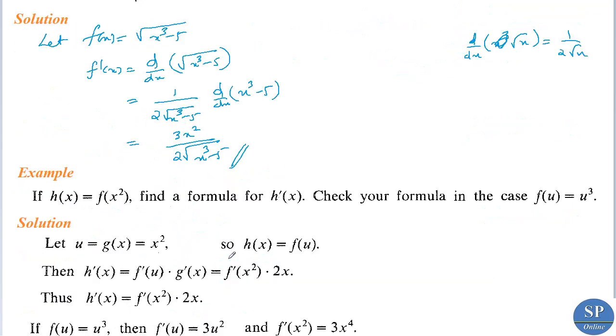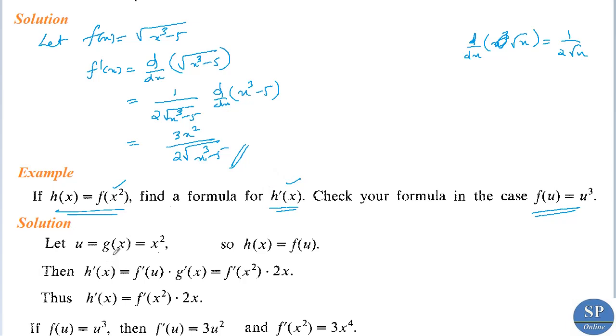Next one: if h of x equals f of x square, find a formula for h dash of x. Check your formula in the case of f of u equals u cube. So here we are given h of x is equal to a function of x square. Now we have to find a formula for h dash of x.